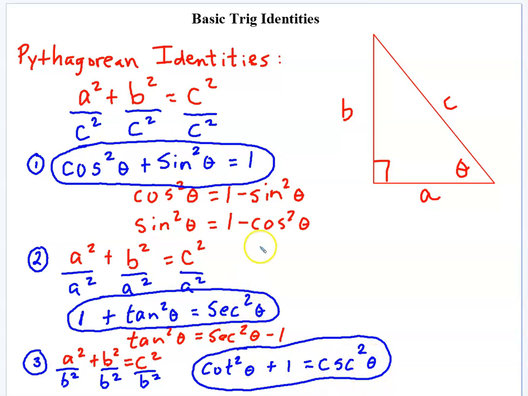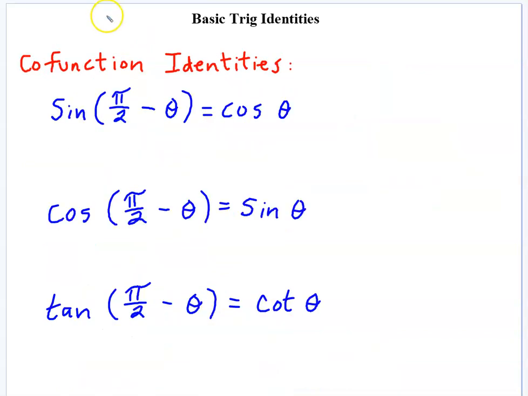Okay, and you're going to get some practice with these today as you do your homework problems, and that's the whole intention, is to force you to use, as much as needed, trig identities to simplify, come up with your final answer. We've got these co-function identities.